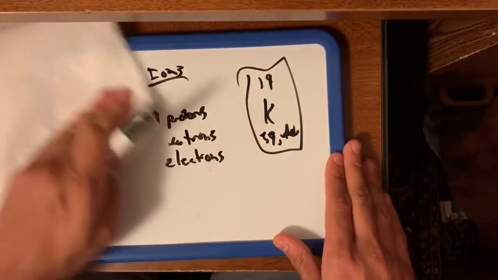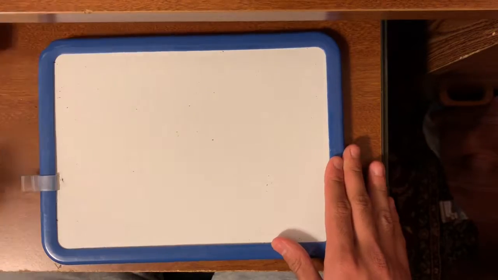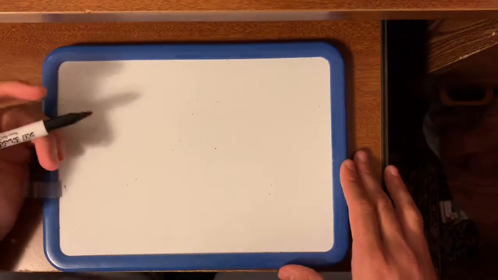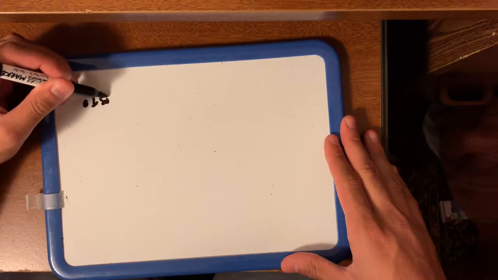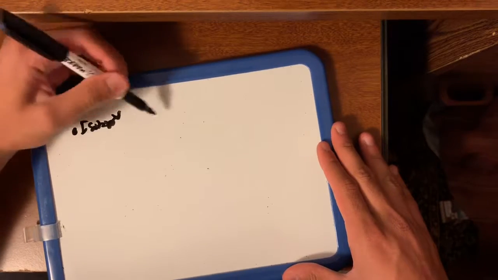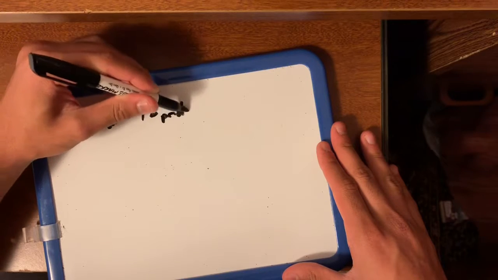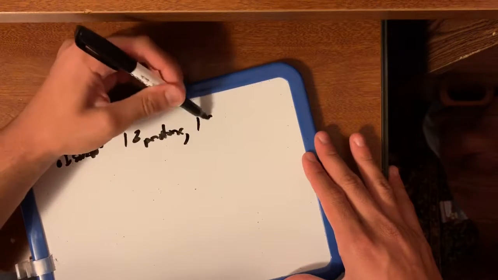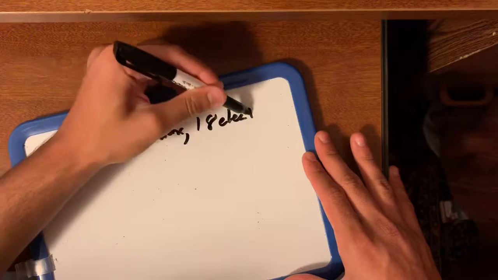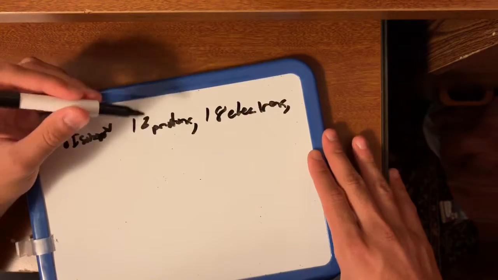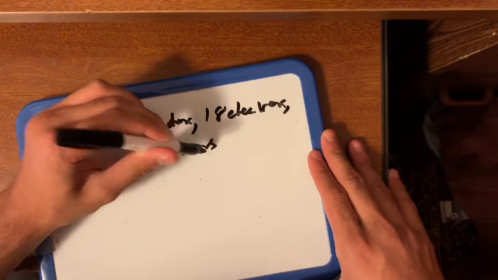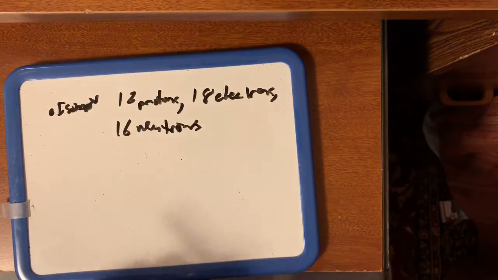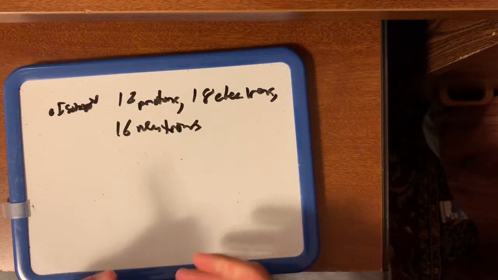Okay? So let's go through some sample problems. Let's say that an isotope has 16 protons, 18 electrons, and 16 neutrons. And the question is asking us what element it is and how to write it.